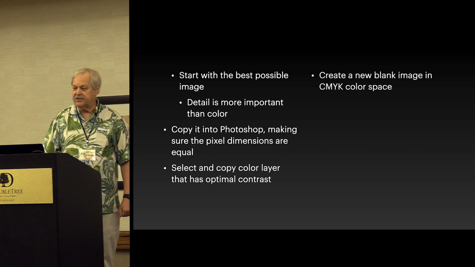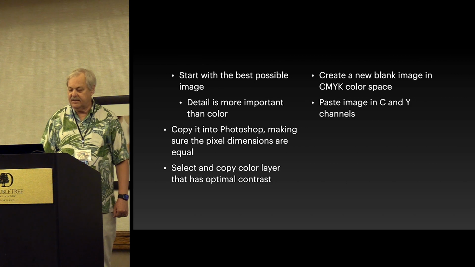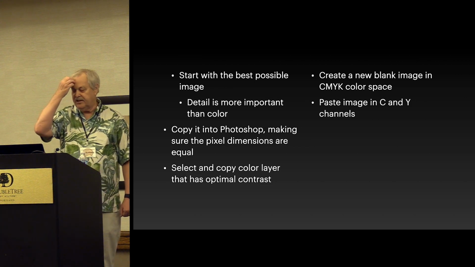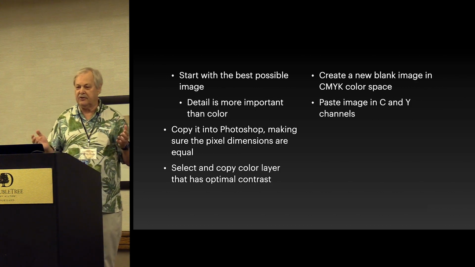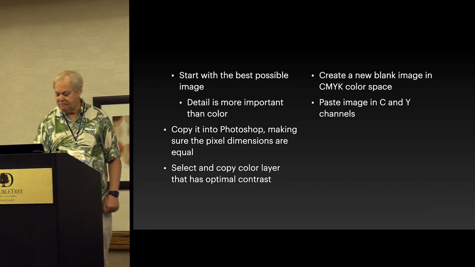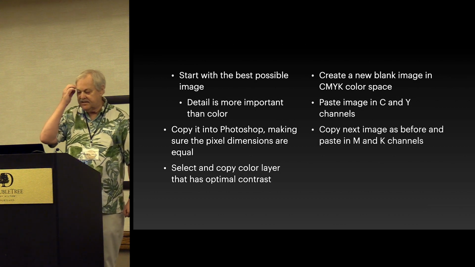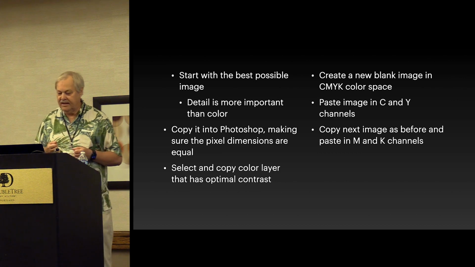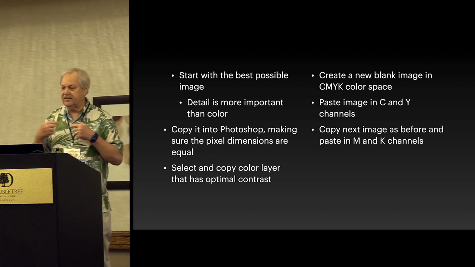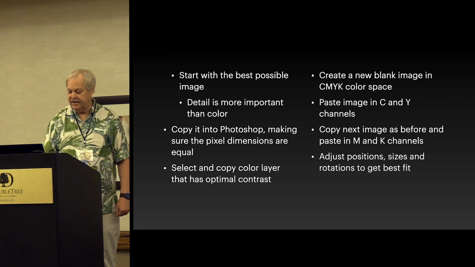Create a new blank image in CMYK space. Paste the image into the C and Y channels, cyan and yellow, and you'll end up with a green picture, okay? Cyan plus yellow gives you green. Copy the next image, like you did before, the coin you want to compare, and paste it into the magenta and key, or black channels, and I'll show you what that looks like.